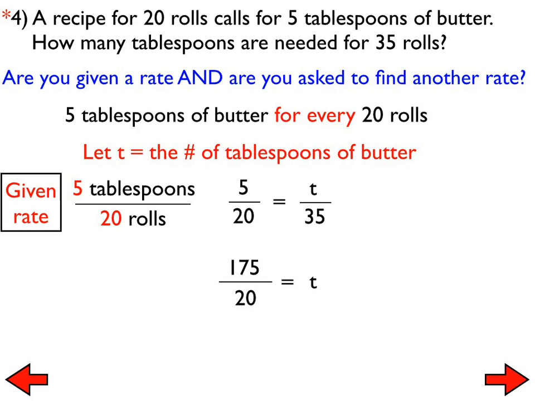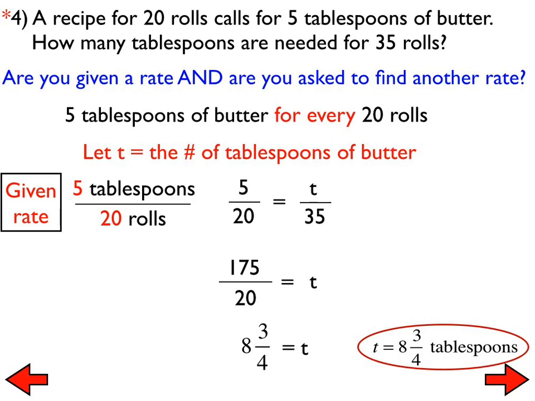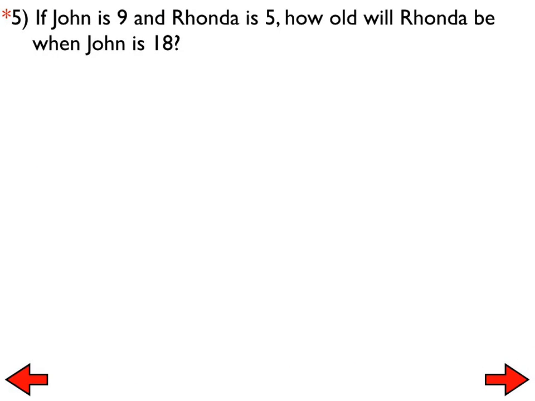I know that some of you reduced before you did that. This is what I mean by that. If you multiply both sides by 35, you can do some reducing right here, which is exactly what I would do. So we might end up with 35 over 4 instead, but it doesn't really matter because you're still going to end up with 8 3/4 tablespoons of butter, and that answer does make sense. All right, let's go to number 5.